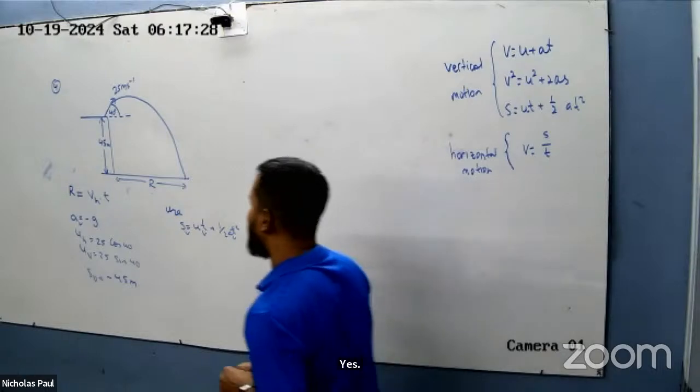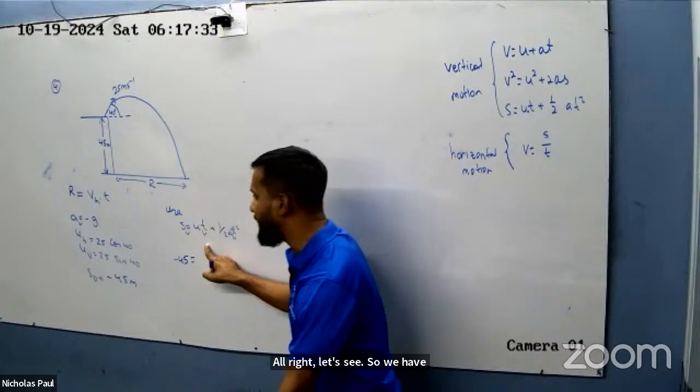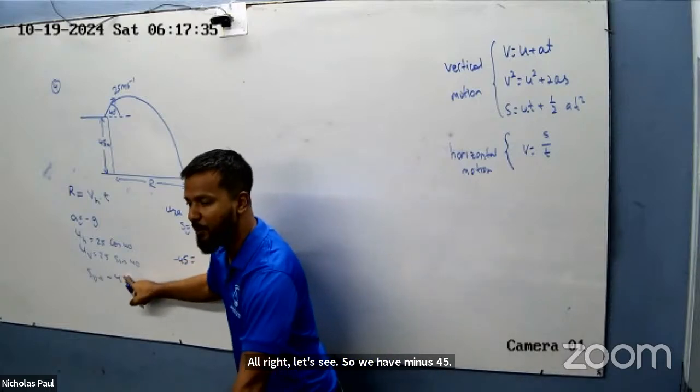So we have minus 45. Initial vertical velocity is 25 sine 40. How much is that?